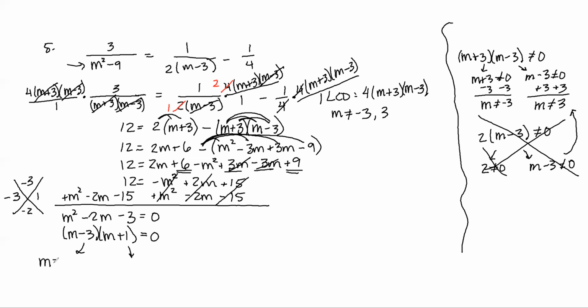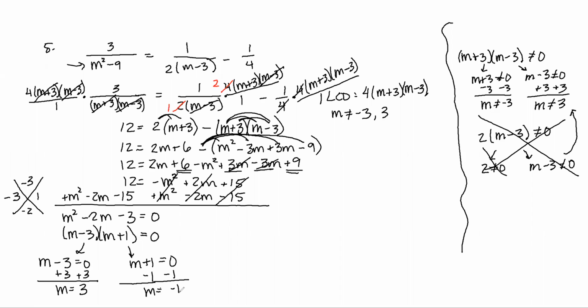Split this up. So m minus 3 equals 0 and m plus 1 equals 0. Solve each of these. So we get m equals 3. I'm not boxing it yet because we want to double check our answers. And m plus 1 equals 0. Subtract the 1. We get m equals negative 1.